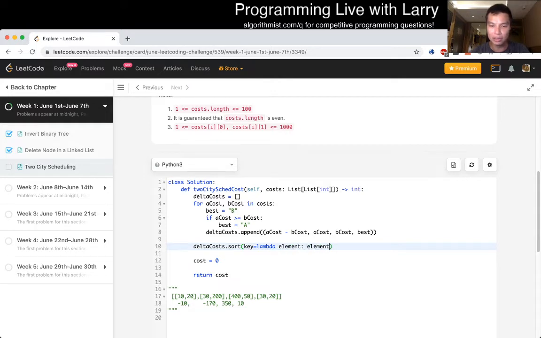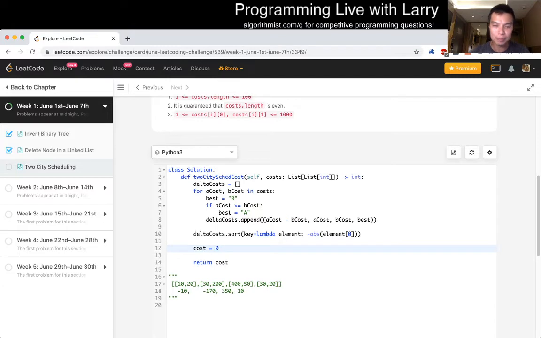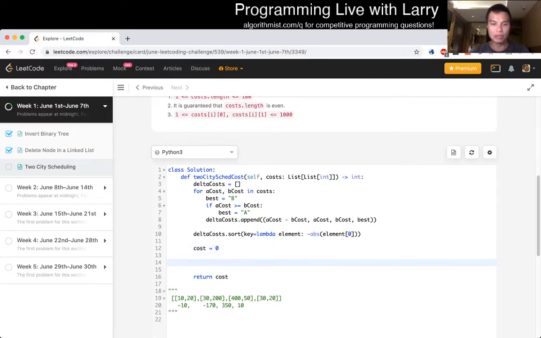We want to sort by the negative absolute value of the 0 element, right? And then the negative version of that, so that the larger negative numbers are in the front. You could also have done just regular absolute value and then reverse it. But yeah, I'm just going to do this as a shorthand. If you're in an interview, make sure you are able to articulate that. Cool. So then now let's just go through the delta cost, right?